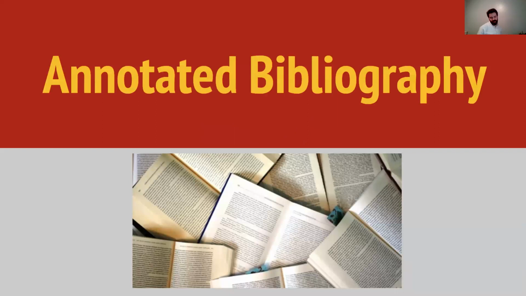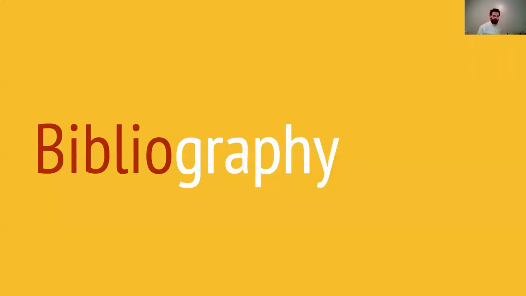So let's talk about what an annotated bibliography is. First, let's maybe start by talking about each individual word and its word parts. So bibliography, we're already probably familiar that graphy has to do with writing. So bibliography, biblio means book. So bibliography means writing about books. Bibliography, in its most basic sense, is a list of books.